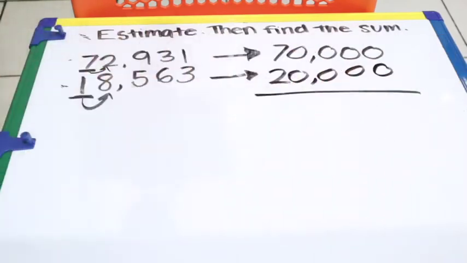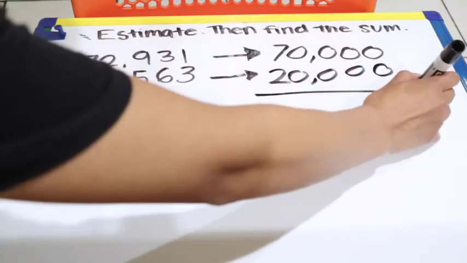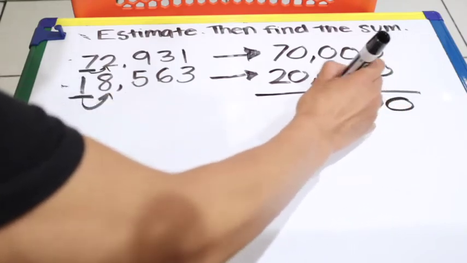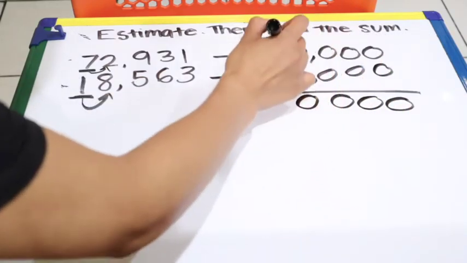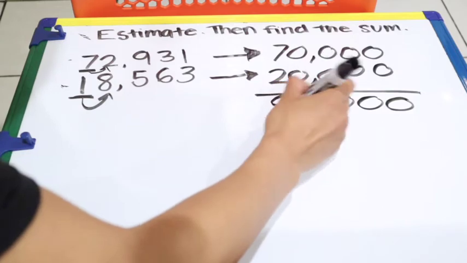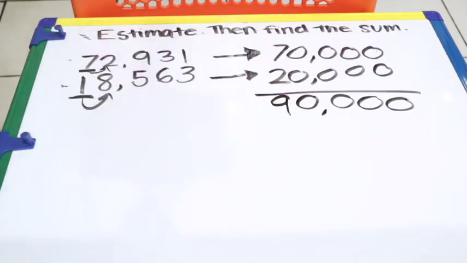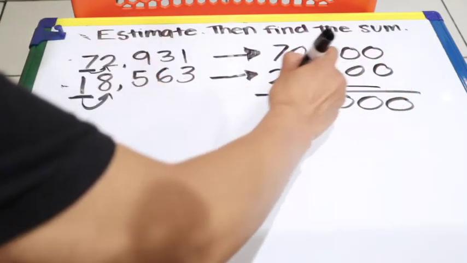Now I can find my estimate, which is, let's add all these zeros up. 7 plus 2 is 9. Looks like my estimated number is 90,000.